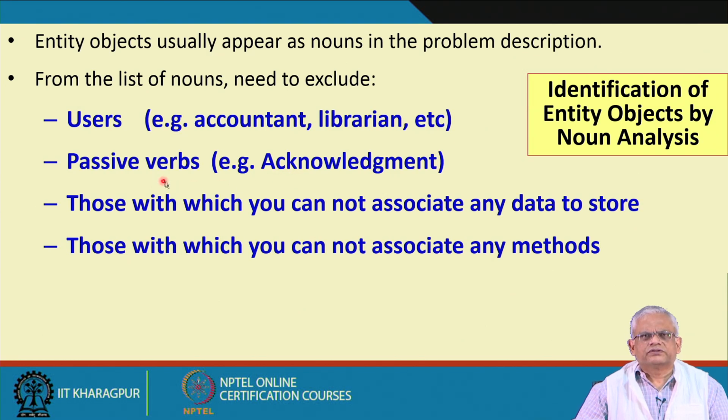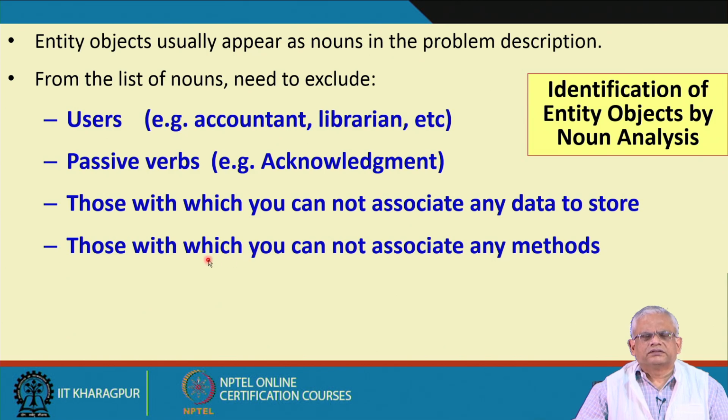So, the passive verbs we need to eliminate from the identified nouns, and we will also examine the nouns that we identified and find out those with which we cannot identify any data to store, because after all the entity objects need to store data; that is the basic definition of entity objects. If we cannot think of any data that this entity object will store, then we need to eliminate it. It is possibly an attribute of another class. We will discuss some examples there.